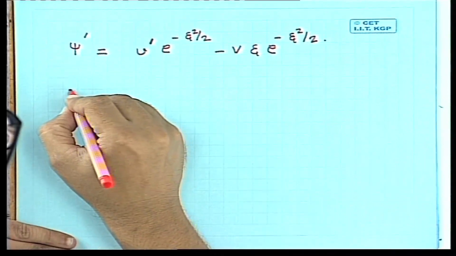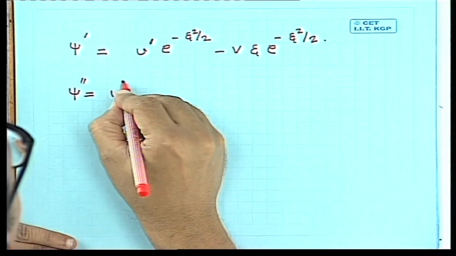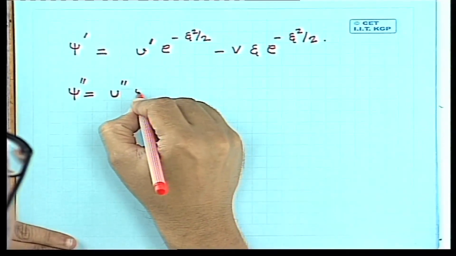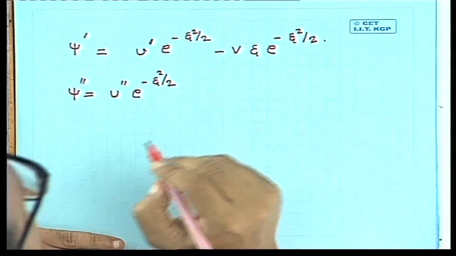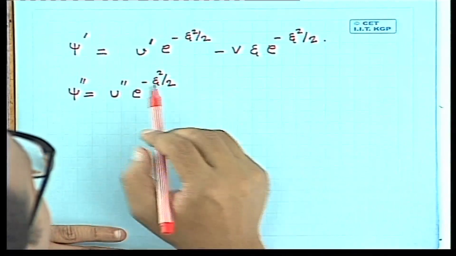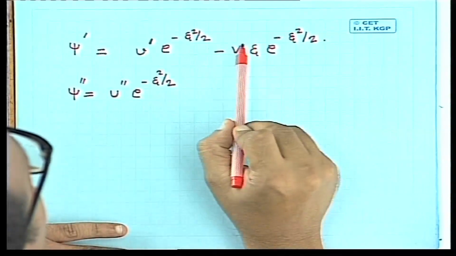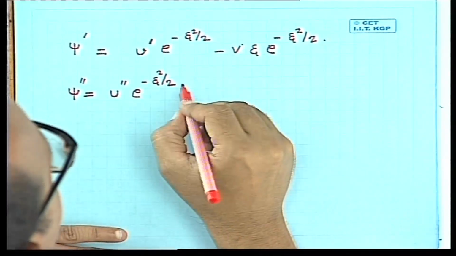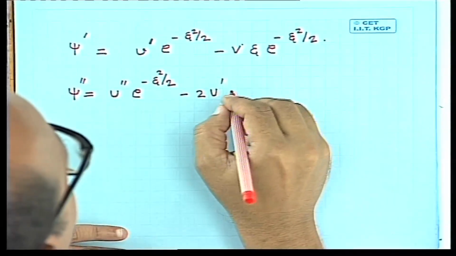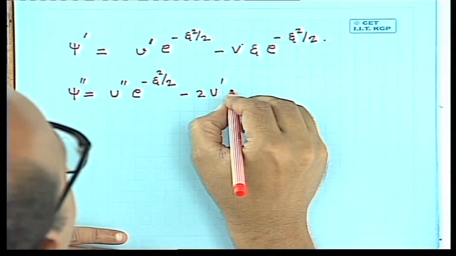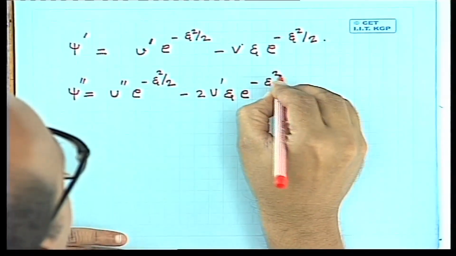Let us also calculate the second derivative, which will give us one term which is v double prime e to the power minus xi square by 2, and then we will have one term where we differentiate this once and where we differentiate this once. So this will give us minus 2 v prime into xi into e to the power minus xi square by 2.